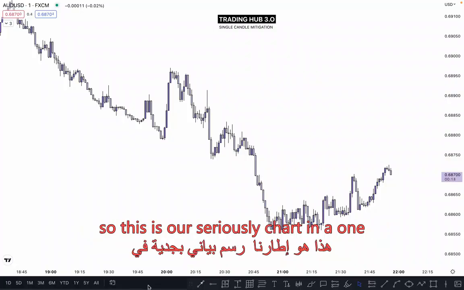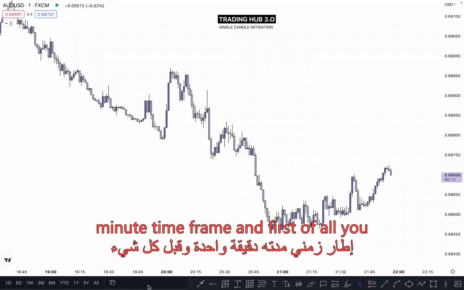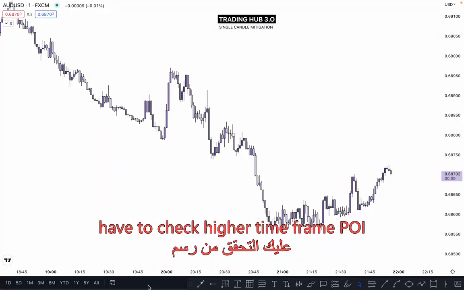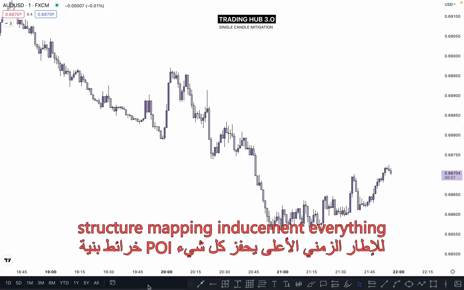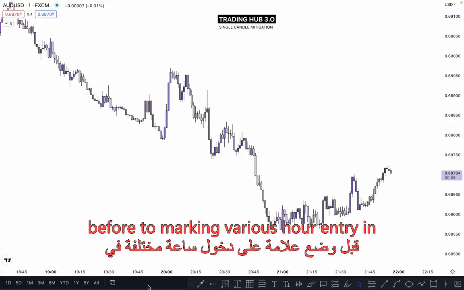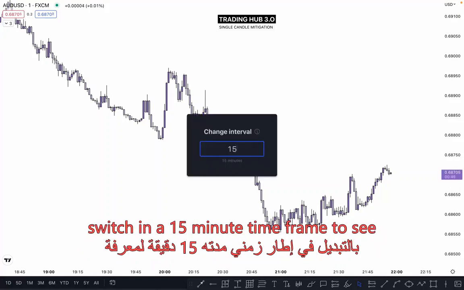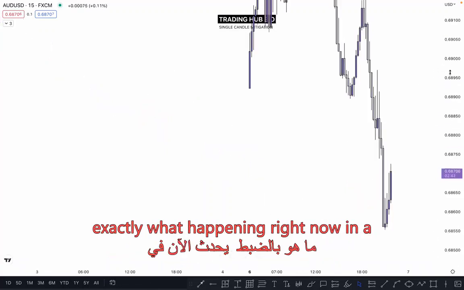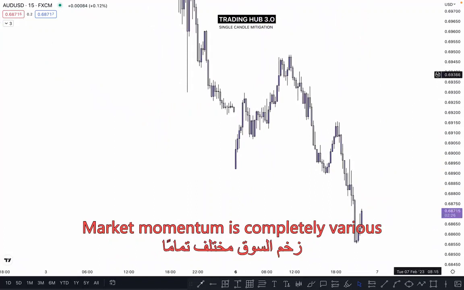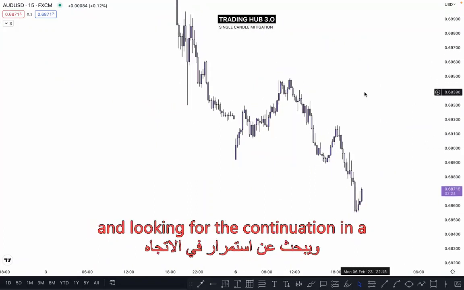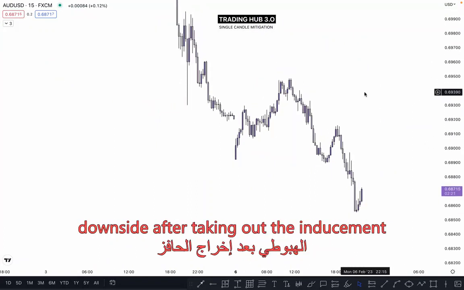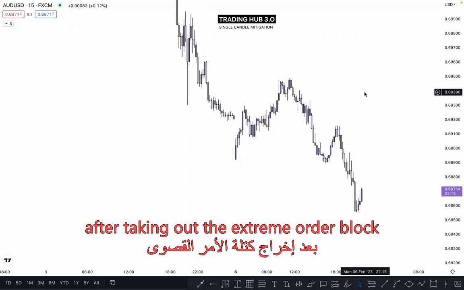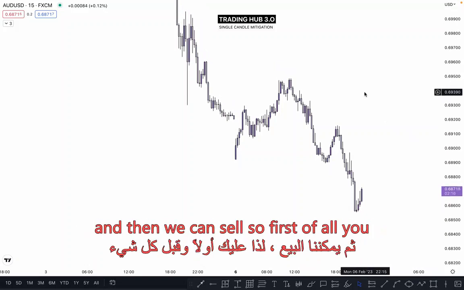Okay, so this is our Aussie chart in a 1 minute time frame, and first of all you have to check the higher time frame POI, structure mapping, inducement, everything before marking where our entry is in the lower time frame. So first of all, switch to a 15 minute time frame to see exactly what is happening right now in the market. At the current price action, market momentum is completely bearish and looking for continuation to the downside after taking out the inducement and the extreme order block, and then we can sell.